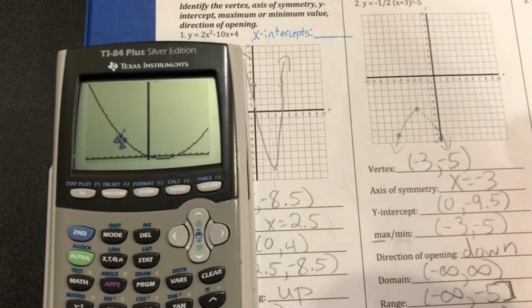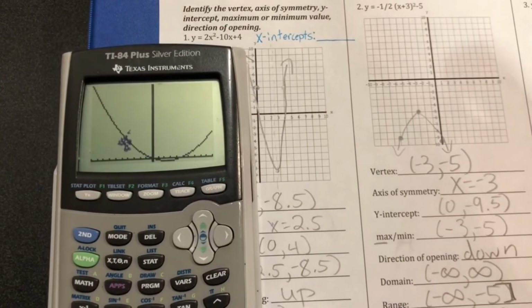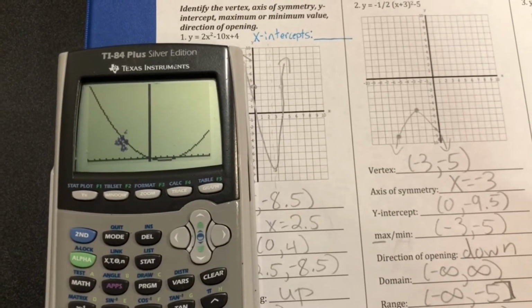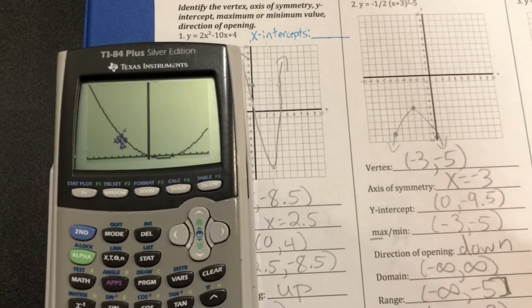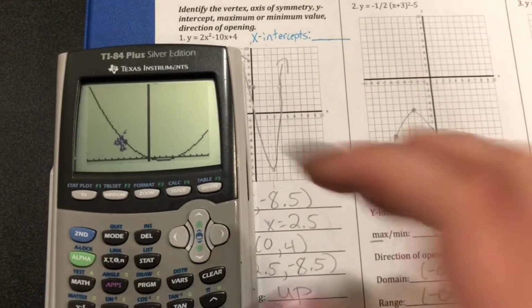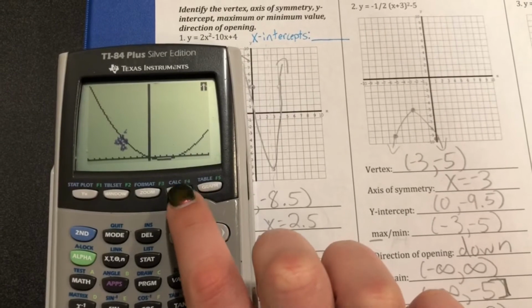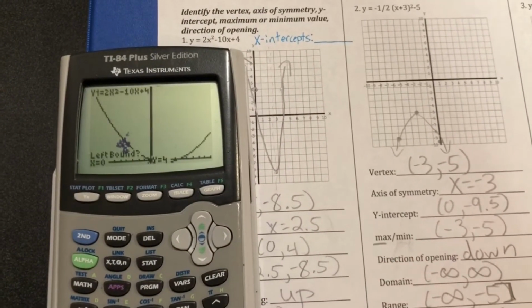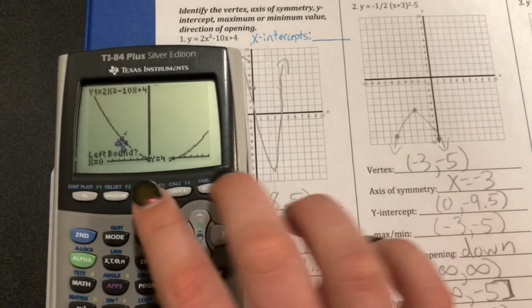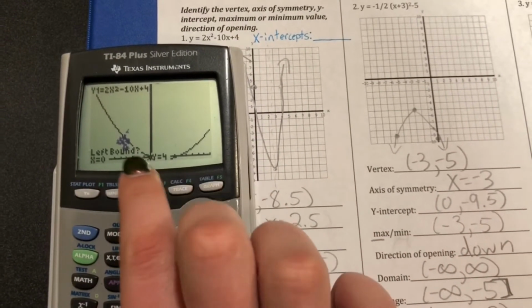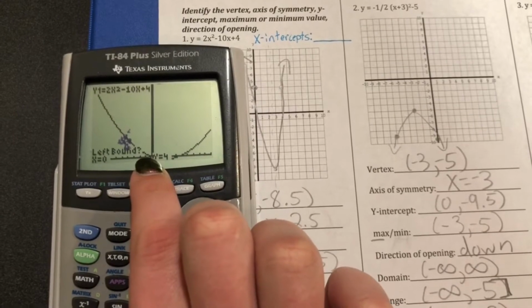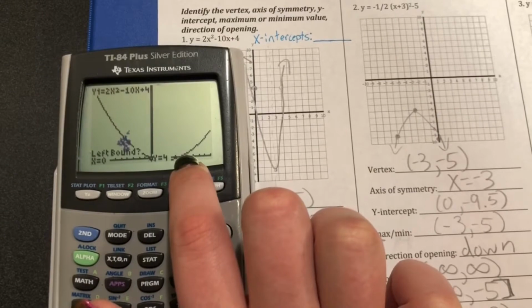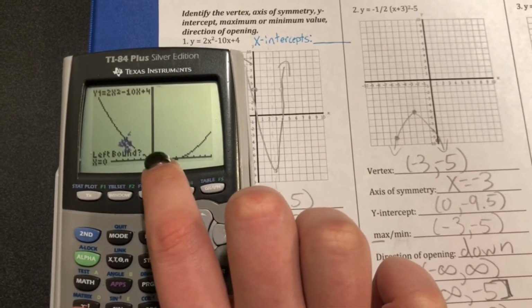Now for your x-intercepts, if we want to calculate something on our graph, like our x-intercepts, it also is called zeros, it's also called roots, it's also called solutions. We can go to second, trace, and we're going to calculate something. We're going to calculate our zeros. So I hit enter. Now there's 2 x-intercepts going on. There's one right here where my little cursor, my blinking thing is, and then there's another x-intercept on the right side. I'm going to only calculate one at a time.